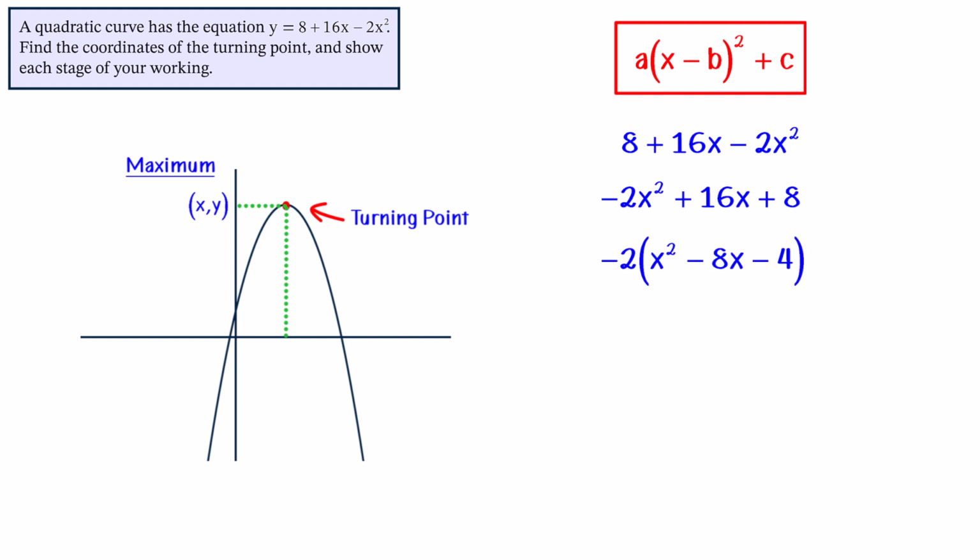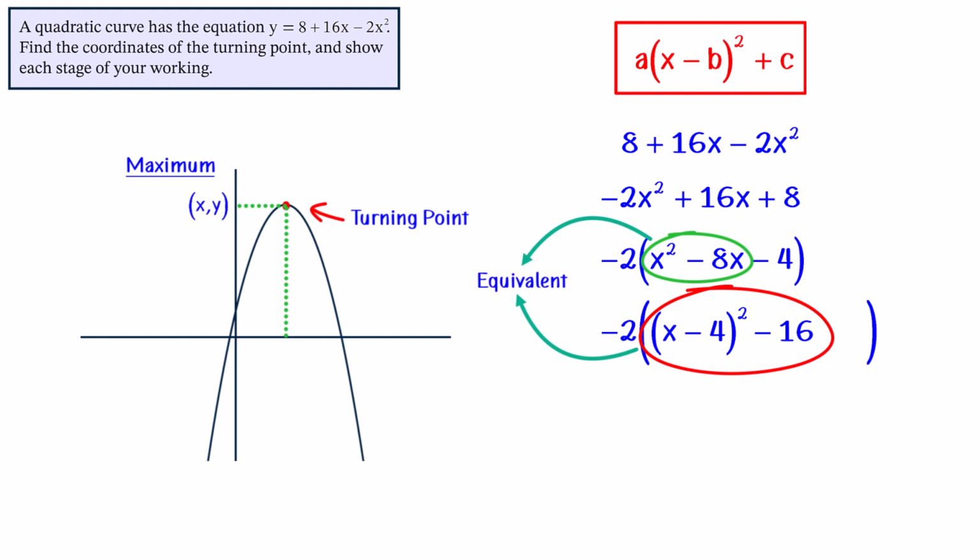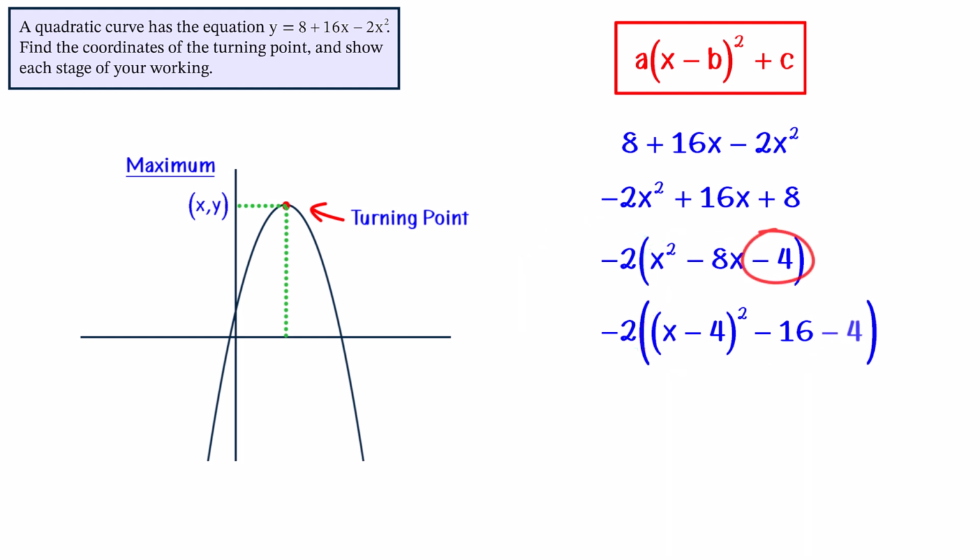We now want to change the x squared minus 8x minus 4 into the form x minus b squared plus c. And to do this, change the x squared term to x. Then halve the coefficient of the x term to give minus 4. Then square the result and then subtract minus 4 squared, which is equal to 16. Now the x minus 4 squared minus 16 is equivalent to x squared minus 8x. And so all we need to do now is subtract the 4.